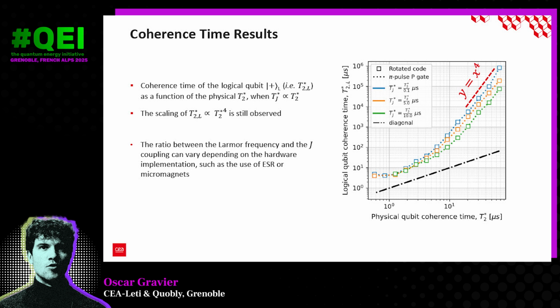This quartic dependency is also seen if we do a joint evolution of TG star and T2 star. Here I'm putting the same information but for different ratios of TG star and T2 star. Those ratios can change depending on the hardware choice that we are making. For example, in my case, I'm doing ESR, but the ratio can change if we try to do manipulation with micromagnets in order to produce the driving field. So this quartic dependency is still there, even with a joint evolution of TG star and T2 star.